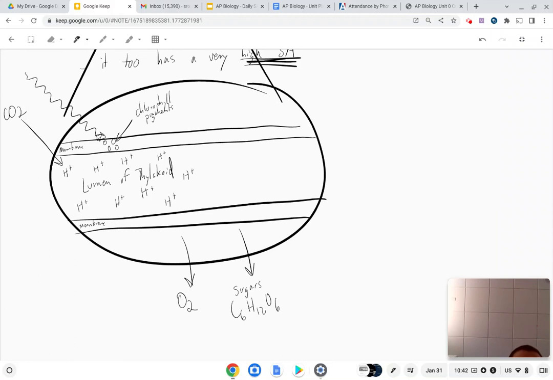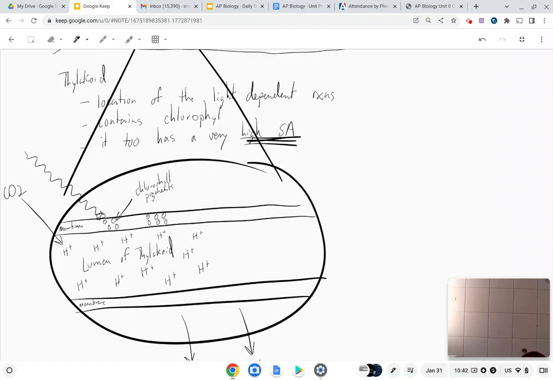So again, just to recap, the folding provides a lot of surface area for pigments and a lot of surface area for the proteins that catalyze these reactions. Okay, so this is where the light-dependent reactions take place, which is where you've got light being converted to chemical energy.